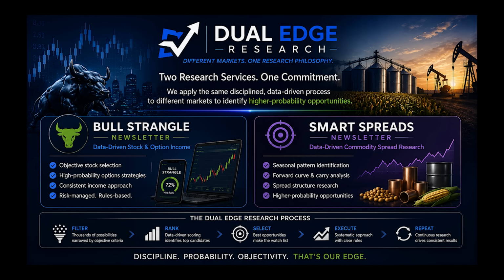That research powers two specialized newsletters. The Bull Strangle newsletter applies the research process to stocks and options, identifying high-quality companies for systematic option income. The Smart Spreads newsletter applies the same disciplined methodology to seasonal commodity futures spreads. Through research into seasonality, historical performance, forward curves, and trade selection, our goal is simple. Identify higher probability opportunities backed by objective historical data.